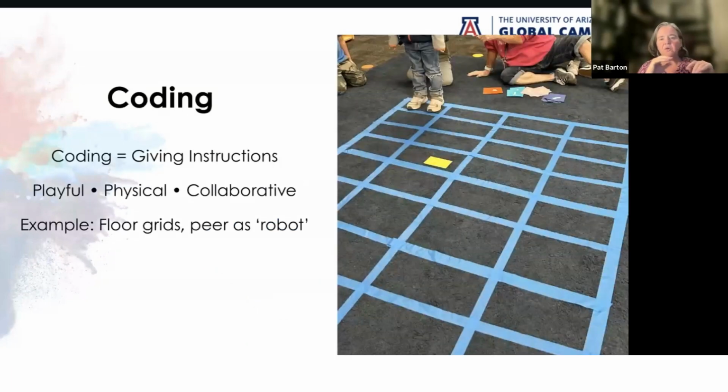So this can be done in really playful ways in the classroom. You can see it on the screen. There's a taped grid on the floor of my classroom, and one child is standing in the top left corner in a square. That child is the robot for the day or for that process for this code. And there's a yellow piece of paper in the spot where the children are trying to reach.